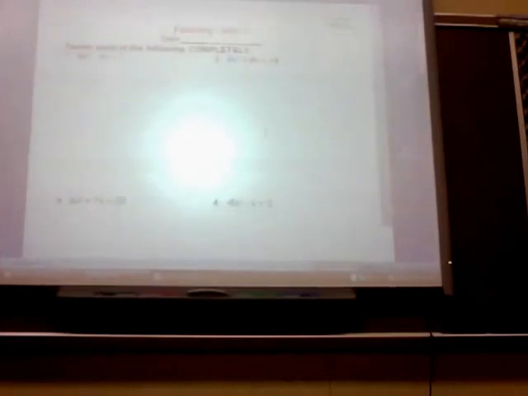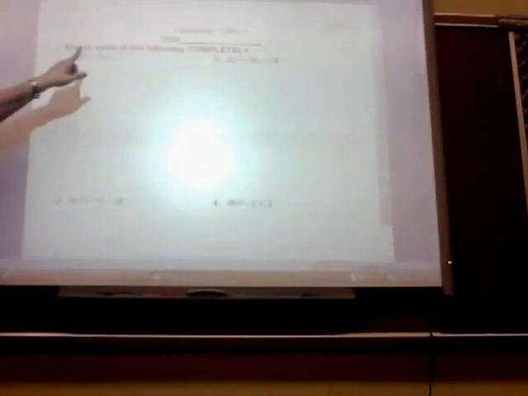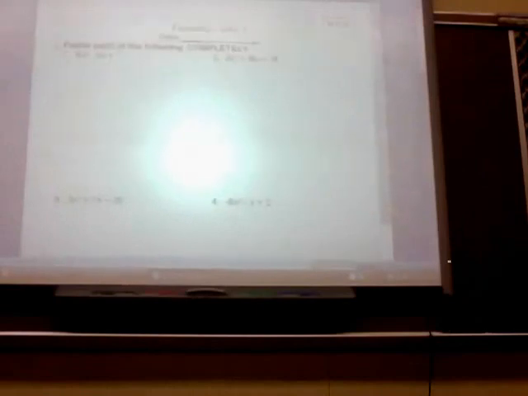A difference of squares. Is this a difference of squares? No. How can you tell just by glancing? There's 3. Yeah, there's more than 2 terms. If it's got 3 terms, it can't be a difference of squares, because remember, on a difference of squares, that middle thing cancels out. This takes us to the next step.